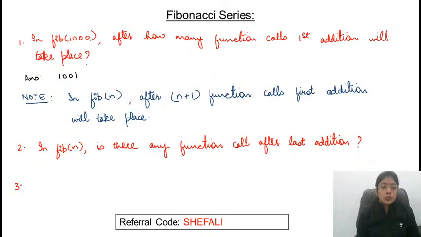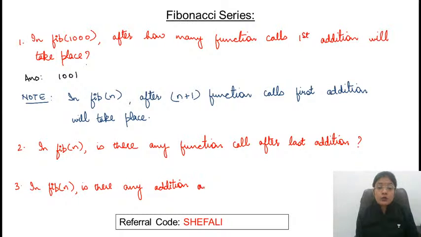And my third question is, in Fibonacci n, is there any addition taking place after the last function call? What is the answer for the second question? That is, in Fibonacci n, is there any function call after the last addition?